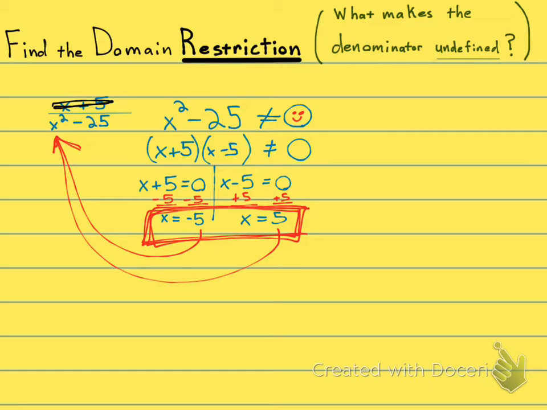So the restriction on the domain is x cannot be negative 5, x cannot be positive 5. The way that you will probably see it, it's going to look like this. It's going to say x such that x is a real number, but x cannot be, and you fill it in. What can x not be? It can't be 5, and it can't be negative 5.